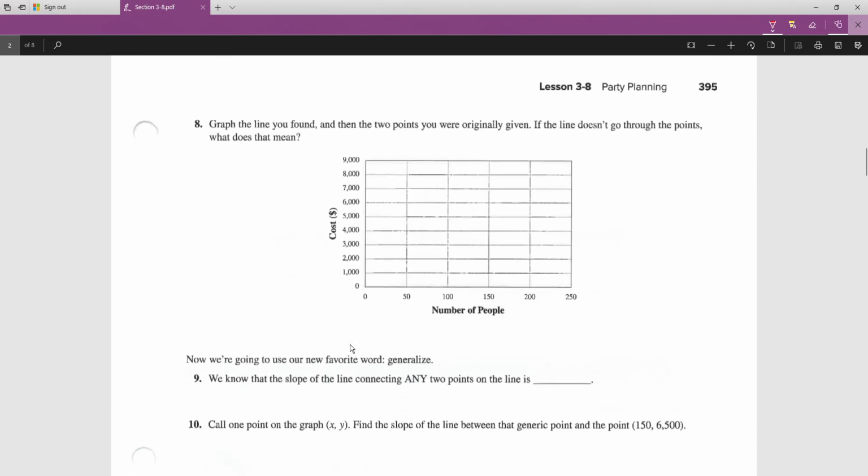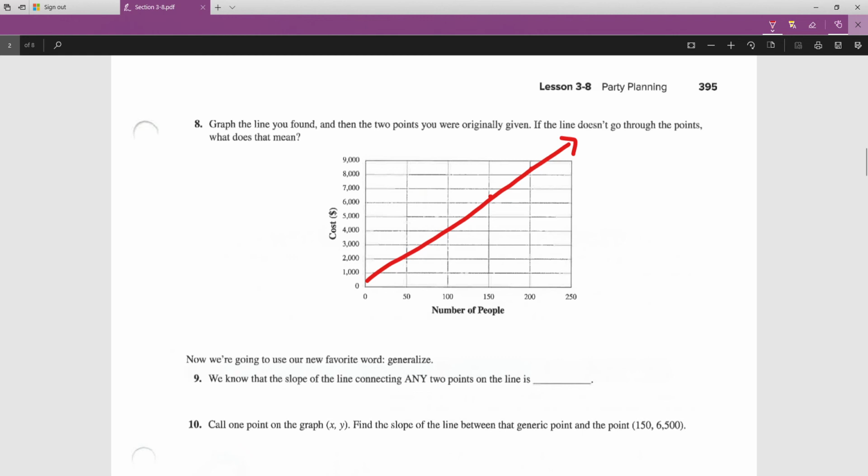Now we're going to take that and we're going to graph it so that we can apply some more things to figure out more about this scenario. So we know that the y-intercept is 500. It tells me to use the two original points that were given. So we have 150, 6,500, which is right about there. And when we had 200 guests, it was an $8,500 cost. And so that looks something like this. There we go. That's not too bad. So that's what our line looks like.